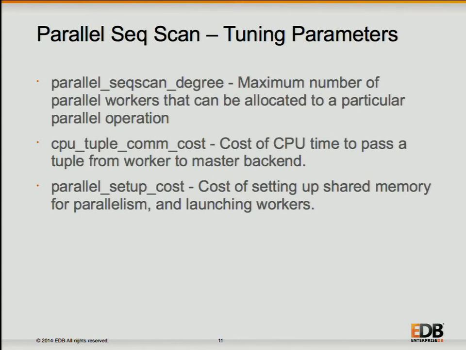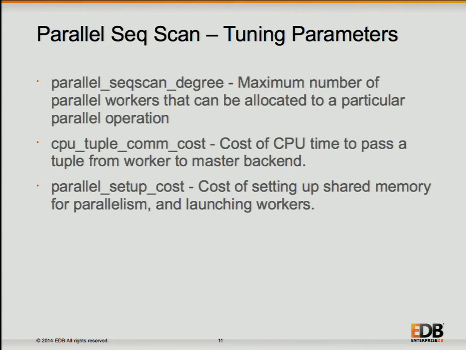The next thing is the tuple communication cost. Various workers need to communicate the tuples back to the master backend, so there is some cost associated with it. Depending on the kind of communication, we could set up the cost for that.